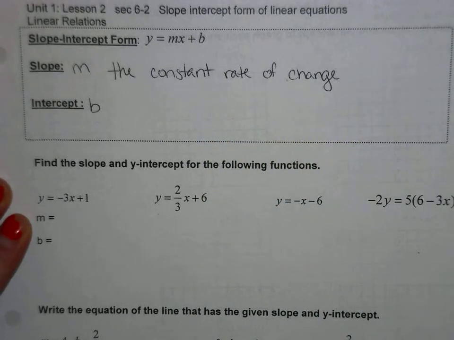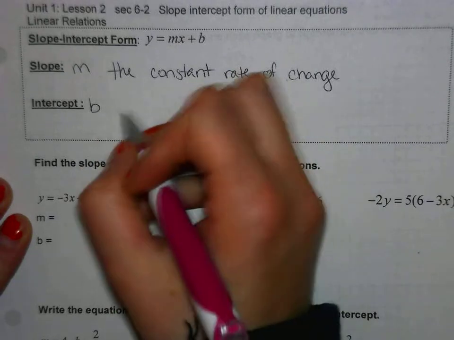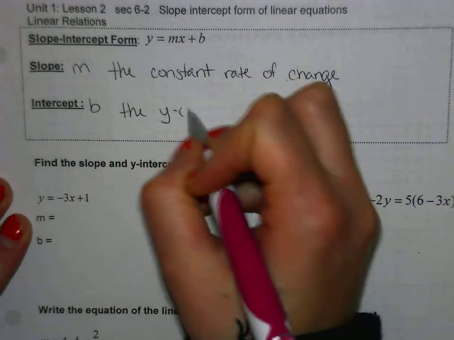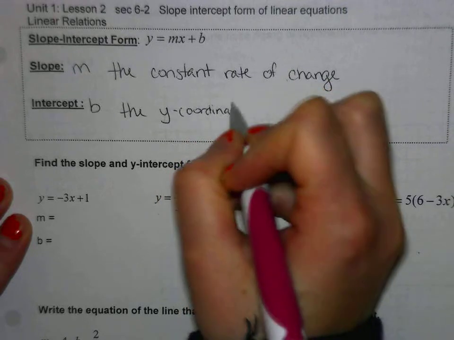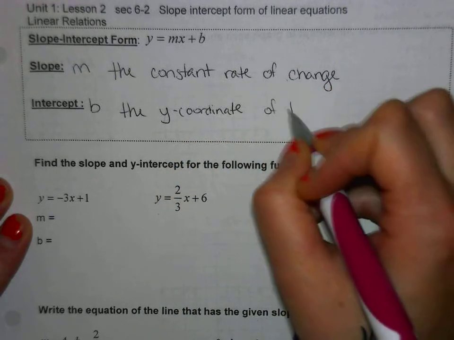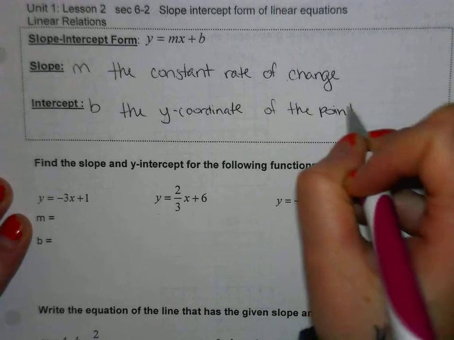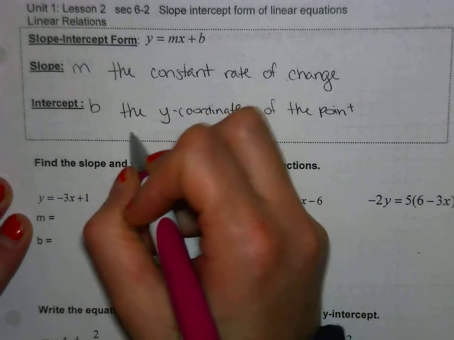And then our y-intercept, or the intercept, is the y-coordinate of the point where the line crosses the y-axis.